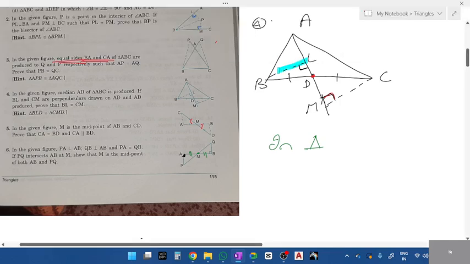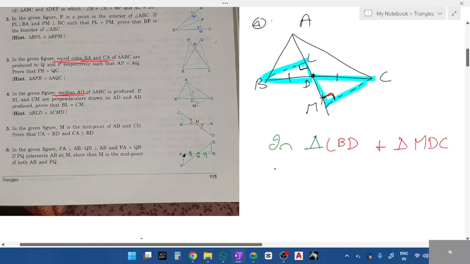Correct. Can you see this BLD? One triangle and the other triangle is CMD. They won't directly take these two triangles and solve. They won't give it like that. They'll give an indirect way. Can you see what's the indirect way given here? Median is AD. If median is AD, D is the midpoint. So in triangle LBD and triangle MDC.